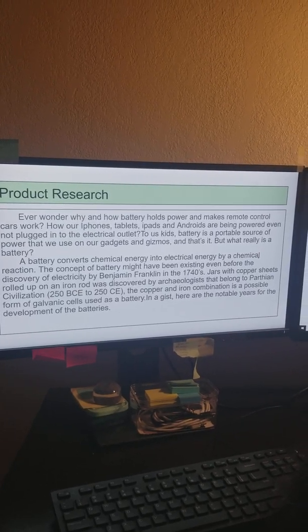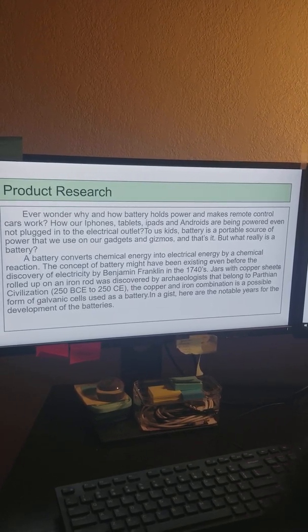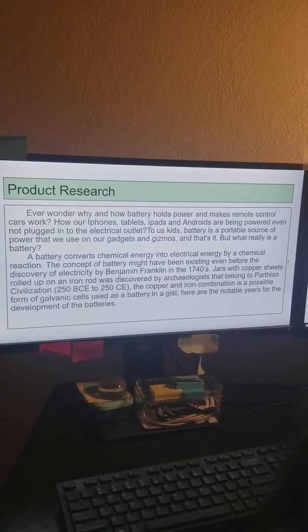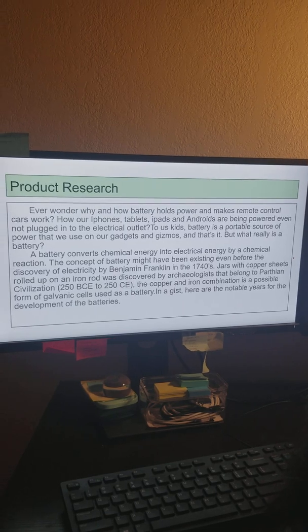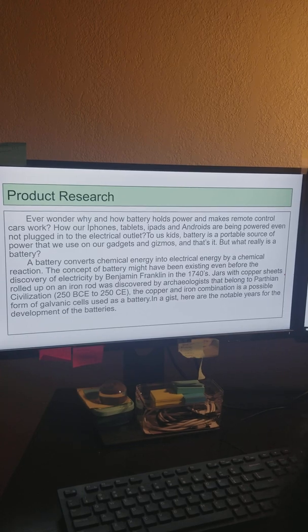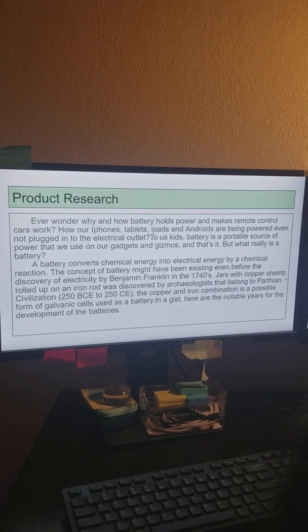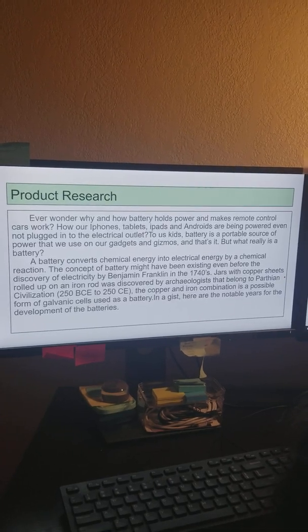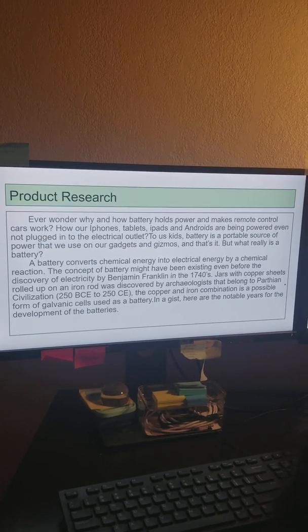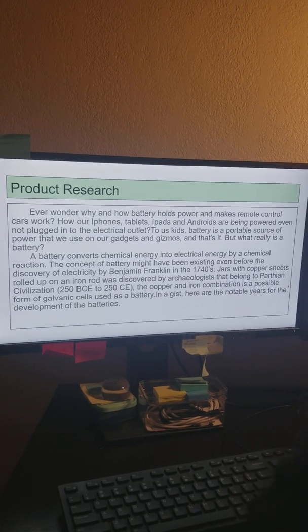The concept of a battery might have existed even before the discovery of electricity by Benjamin Franklin in the 1740s. Jars with copper sheets rolled up on an iron rod were discovered by archaeologists and belonged to the Parthian civilization, 250 BCE to 250 CE. The copper and iron combination is a possible form of galvanic cells used as a battery. And here are the notable years for the development of batteries.